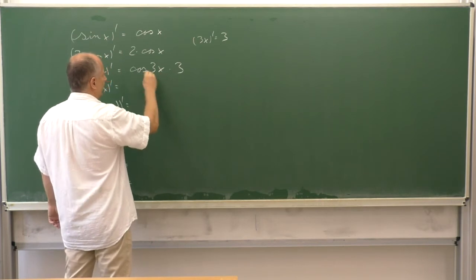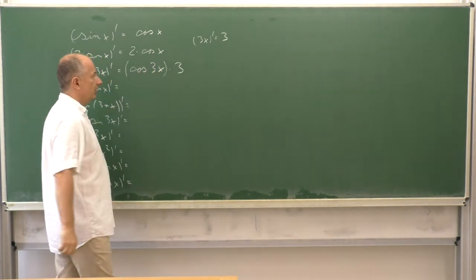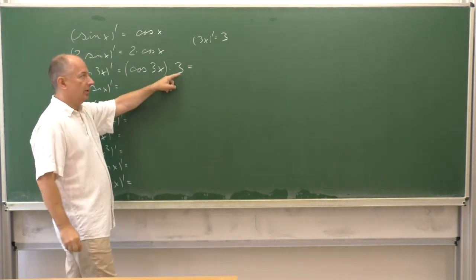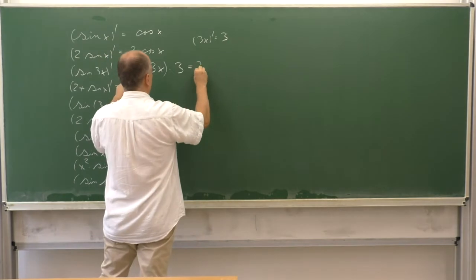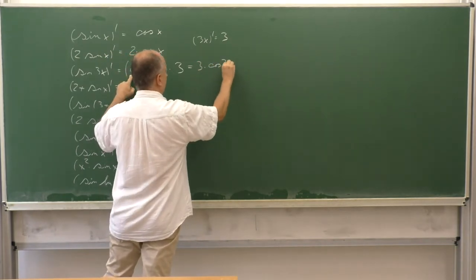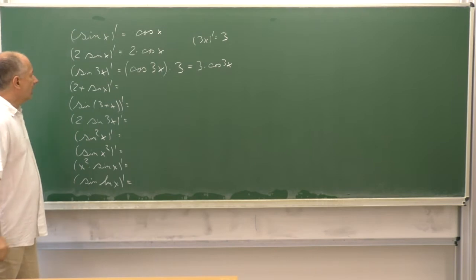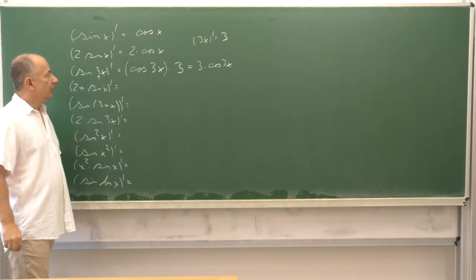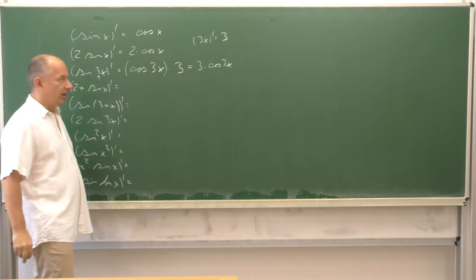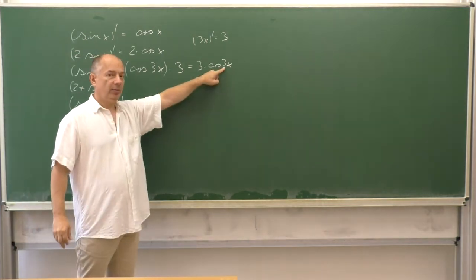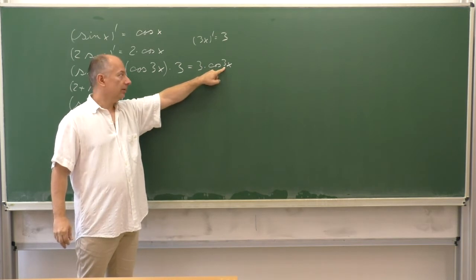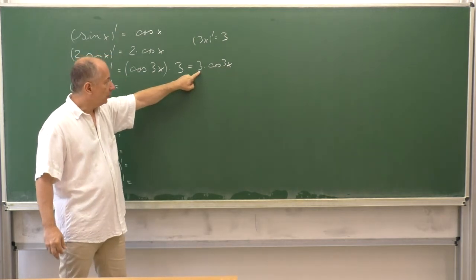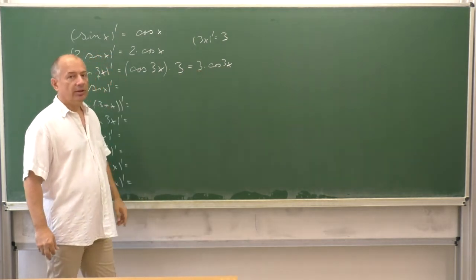To not confuse this, it would be better to close cosine of 3x in brackets, or to write the multiplicative constant in front of the expression: 3 times cosine of 3x. So this multiplicative constant in the argument appears twice in the result. First, as the multiplicative constant in the argument in a similar position as it was before, and also as one more multiplicative constant in front of the function.